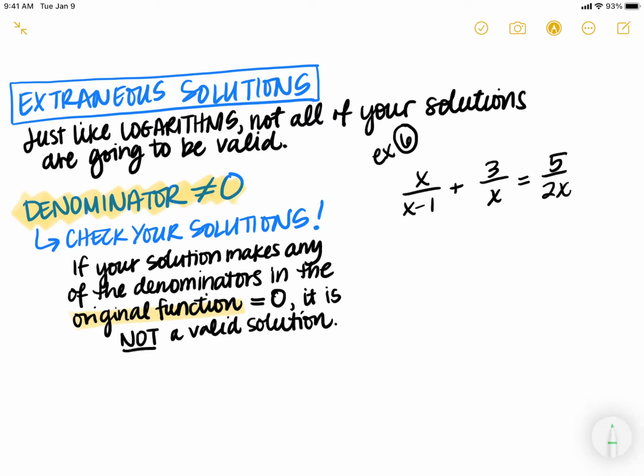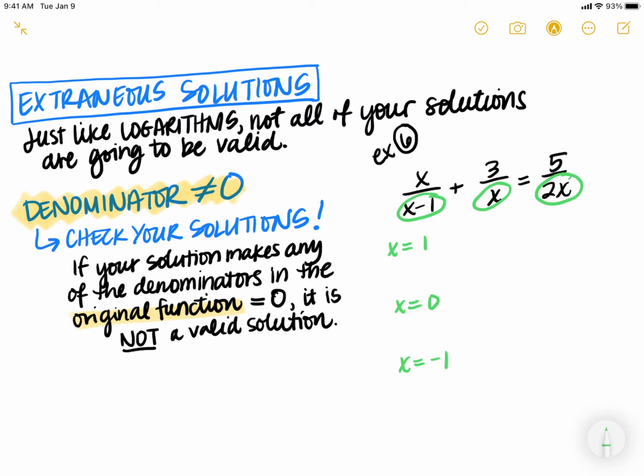In example number 6, you were asked to solve this, and hopefully you did solve it correctly. Let's pretend that we solved it and we got 3 separate solutions. Let's say we got the solution x equals 1, x equals 0, and x equals negative 1. Now, our last step is to check these solutions to make sure they do not make any of the denominators equal to 0. So we're going to plug them back into just the denominators. And I want to make sure none of them are equal to 0.